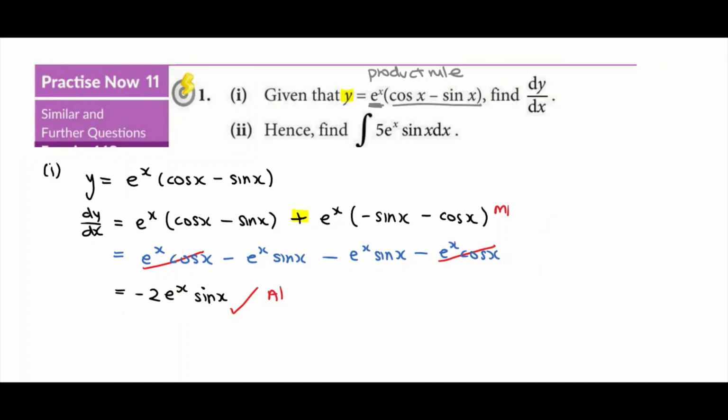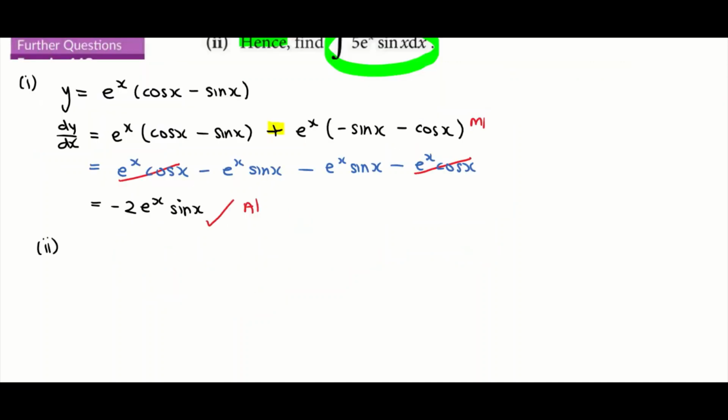Second question is a hence question. What does hence mean? Use your previous part. So before I integrate this, I let you know that there are two methods to do this. I will show you the first and easiest method. First step, I write what I found in part 1, but write it in integration process. Based on part 1, if I integrate my result, I get back my original function. Of course, please add a plus c for integration.